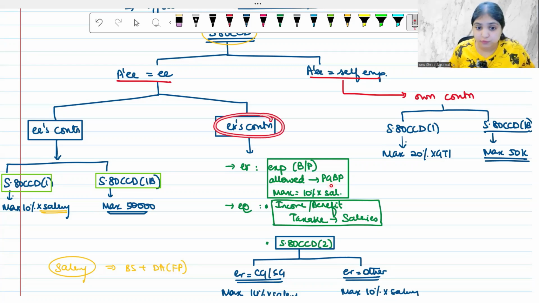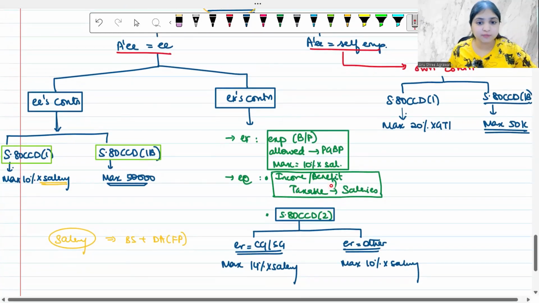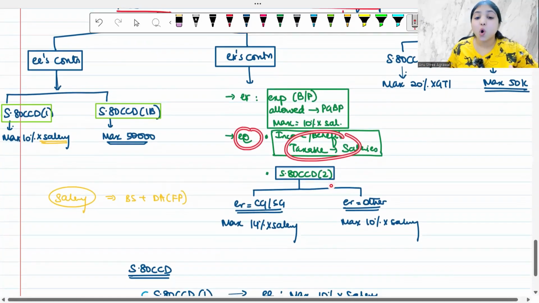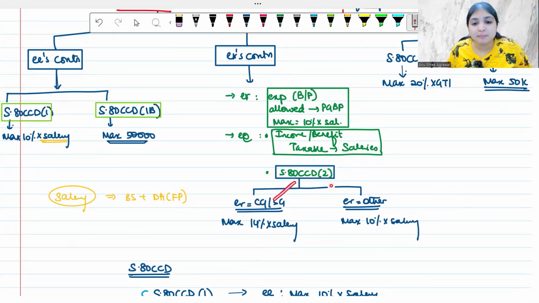Employer's contribution, from the employer's point of view, is a business expense allowed under PGBP, but a maximum of only 10% of salary. For the employee, it's a benefit which will be taxable under the head salaries. Also, the employee will get the 80CCD(2) deduction. How much 80CCD(2) deduction depends upon whether the employer is the central government or state government, or any other person. If central government or state government, 14% of salary will be allowed. If any other employer, 10% of salary will be allowed.